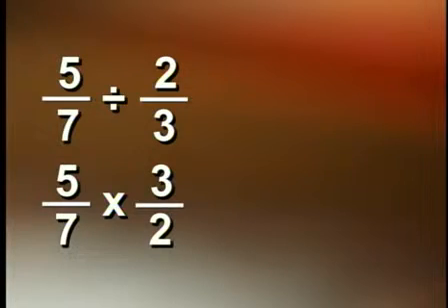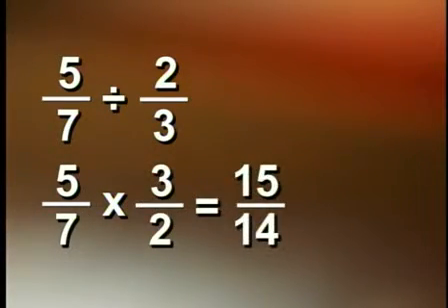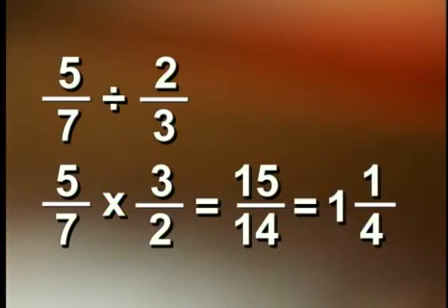We already know how to do that from lesson 7. We cannot cancel. We multiply, we get 15/14, and the answer is 1 and 1/14.